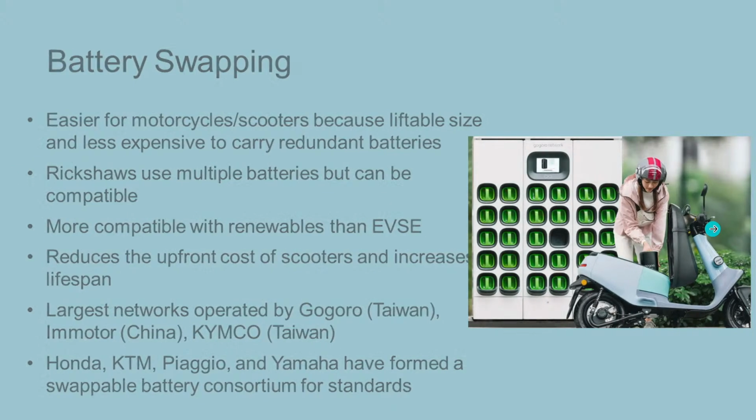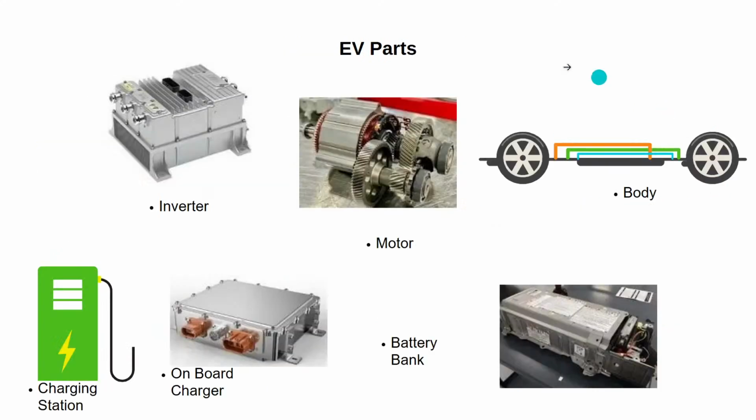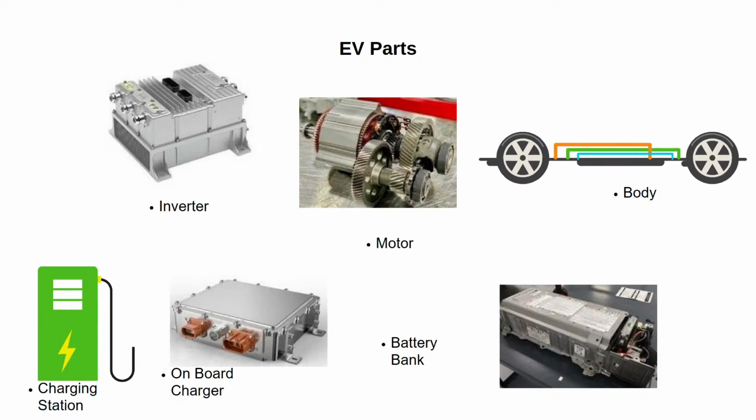So next we will see some important parts of the electric vehicle. So, EV parts. What kind of parts are available in an electric vehicle? We know the battery is the most important one, because the battery is the most crucial component in an electric vehicle: it stores the energy that powers the electric motor and provides the vehicle with its propulsion.